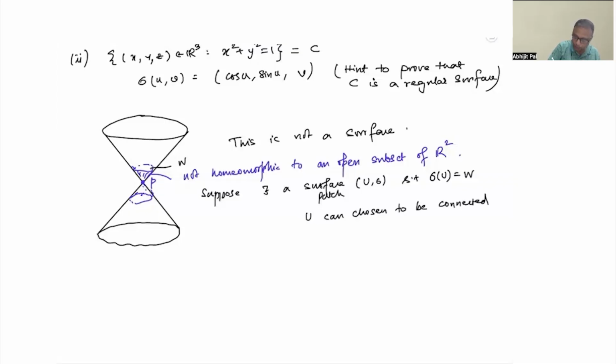Okay, and there exists q belonging to U because it is a homeomorphism. So there exists a unique point q belonging to U such that sigma of q is equal to this point P. Okay, and so W minus this point P is disconnected.